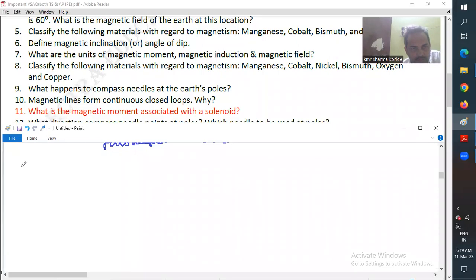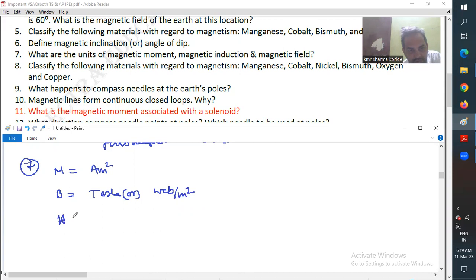Moving to the answer, question number 7. What are the units of magnetic moment, magnetic induction, and magnetic field? First, magnetic moment. It is denoted with the letter capital M. It is measured in ampere square meter. Then next, coming to magnetic induction. Magnetic induction in general, we go with the letter B. It is measured in Tesla or Weber per square meter. Then next, magnetic field. It is in general denoted with letter H. It is measured in ampere per meter.